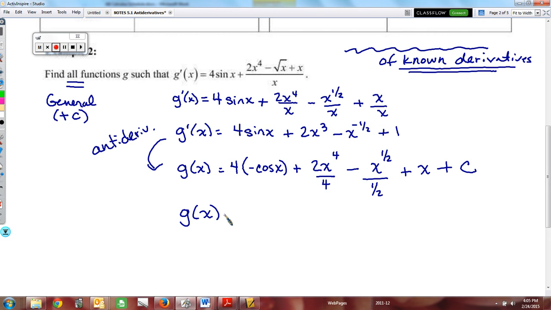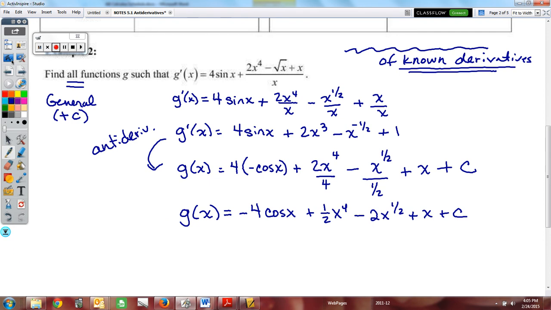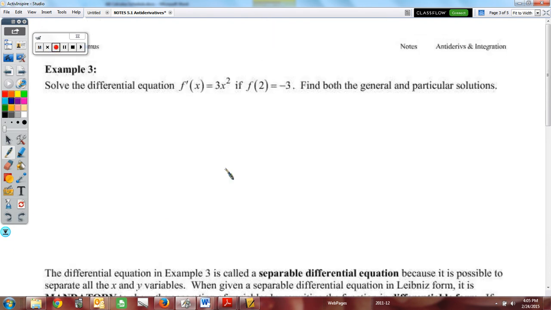So my general antiderivative is negative 4 cosine x plus 1/2 x to the 4th minus 2x to the 1/2 plus x plus c. And then if you want to, I'll leave this for you. You can check to make sure that this is the correct antiderivative by taking this derivative and making sure I can get back to what I had before. All right, let's take a look at the next page.